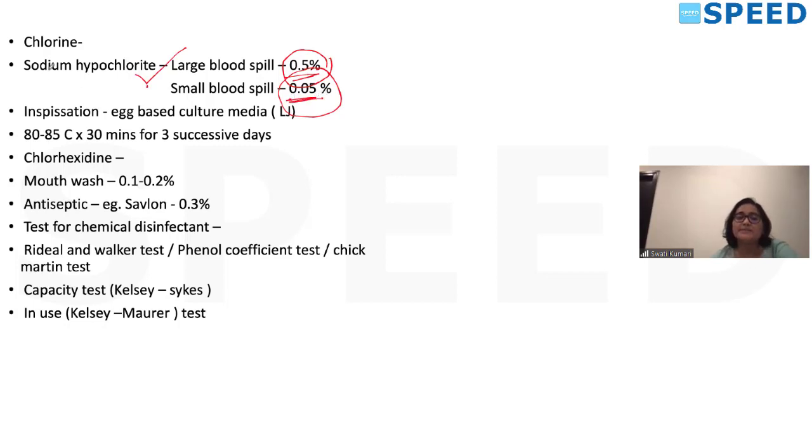0.05%. Inspissation is used at 80 to 85 degrees centigrade, 30 minutes for 3 successive days, which we use for egg-based culture media like Lowenstein-Jensen media. Then we have chlorhexidine, which we use as a mouthwash. Then Savlon, that is 0.3%.